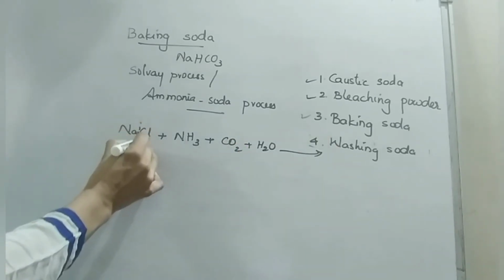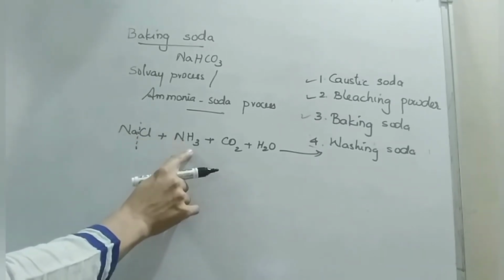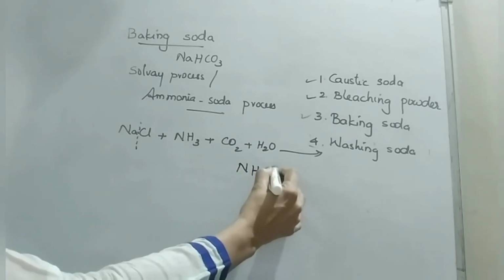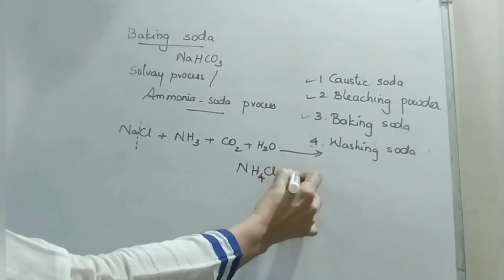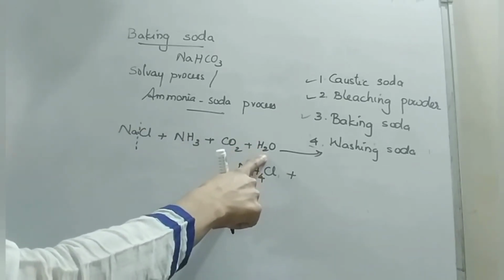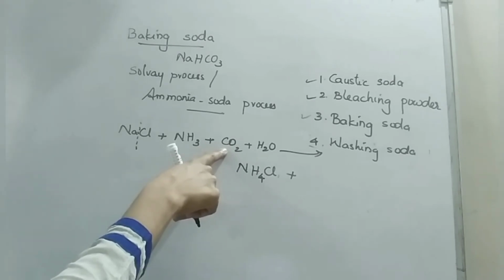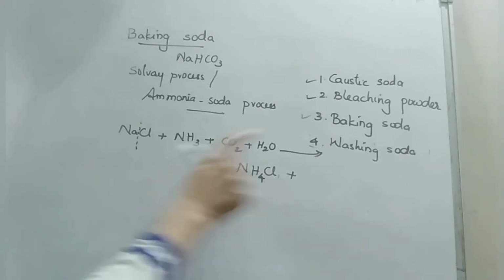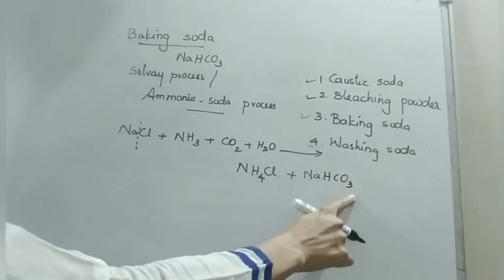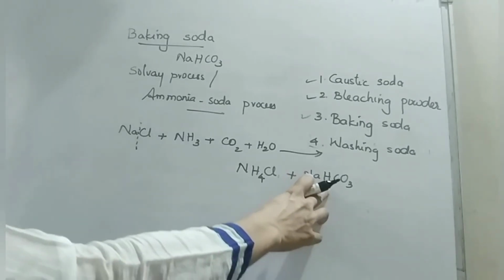Now look at that. This sodium chloride splits, the chlorine combines with ammonia to form ammonium chloride, that is NH4Cl. And sodium is there, and in the water hydrogen is also there, and carbon dioxide gas is there. We already know that wherever carbon dioxide gas is there, the product is carbonate. They form NaHCO3, sodium bicarbonate or sodium hydrogen carbonate.